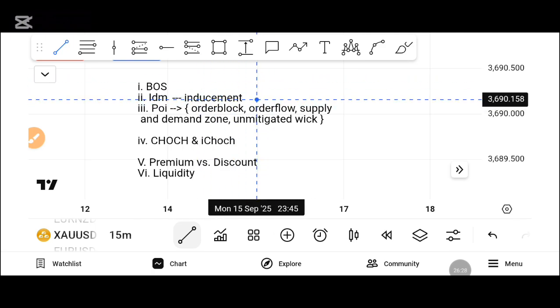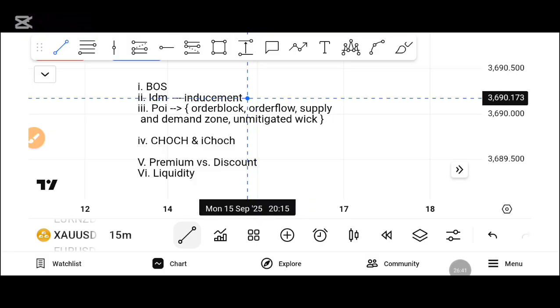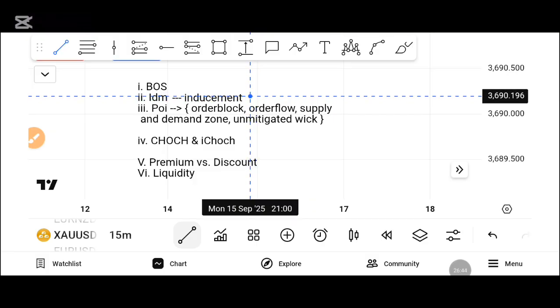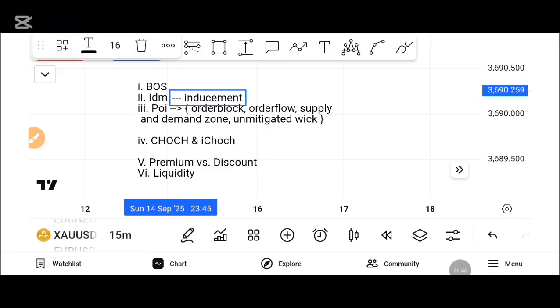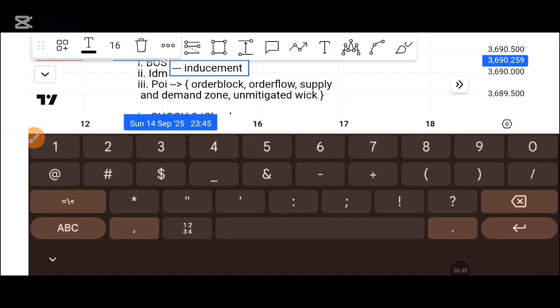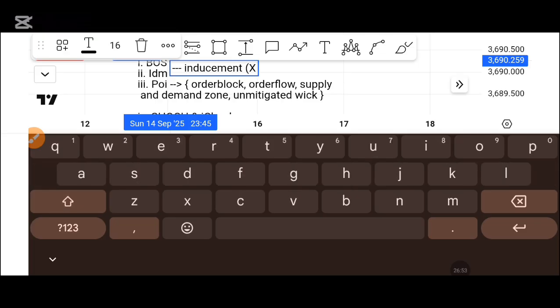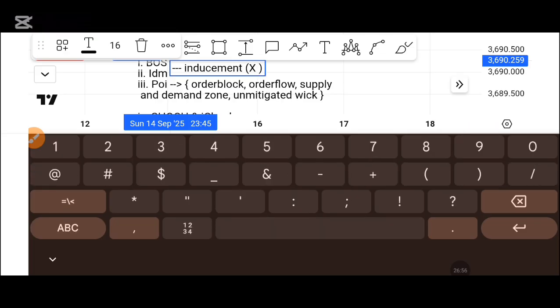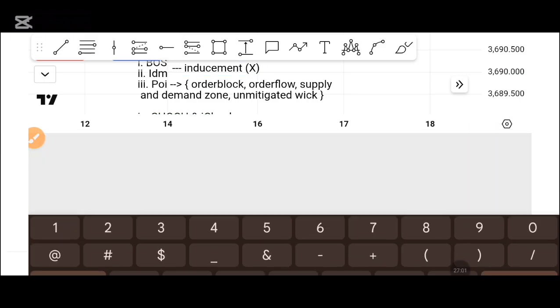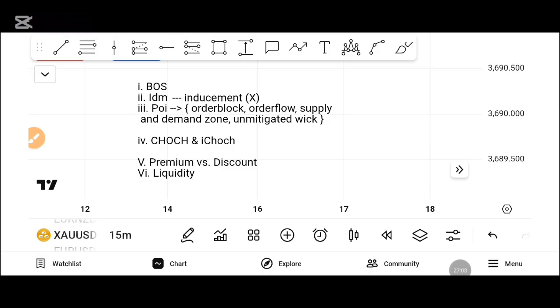And normally I represent it with S. So whenever you see S, it means inducement. S means what? Inducement. Let me just write it so that you can see it. Inducement, I always use S as my inducement. Yeah, so I will use this S as my inducement.